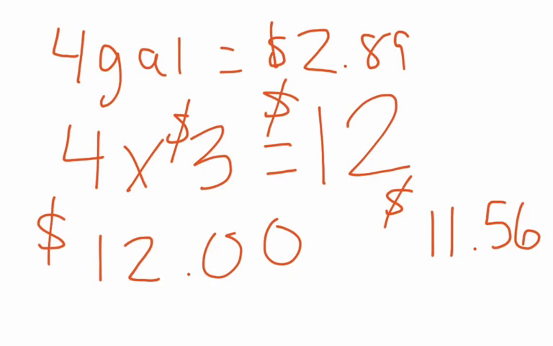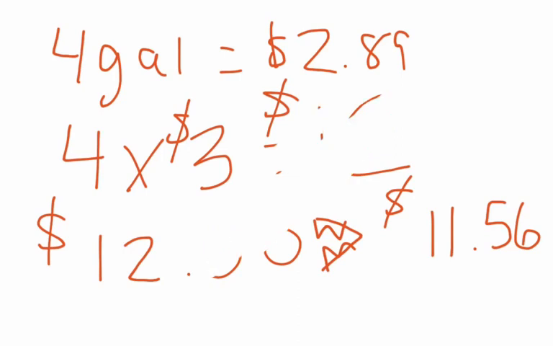I'm going to give you a second to think about it. Is $12 greater than or less than $11.56? Okay, so the answer is $12 is greater than. So remember, we want if the alligator mouth is facing the bigger number. So greater than is facing the bigger number, less than is facing the smaller number. The tail is always facing the smaller number. Alright, let's go to example number 2.